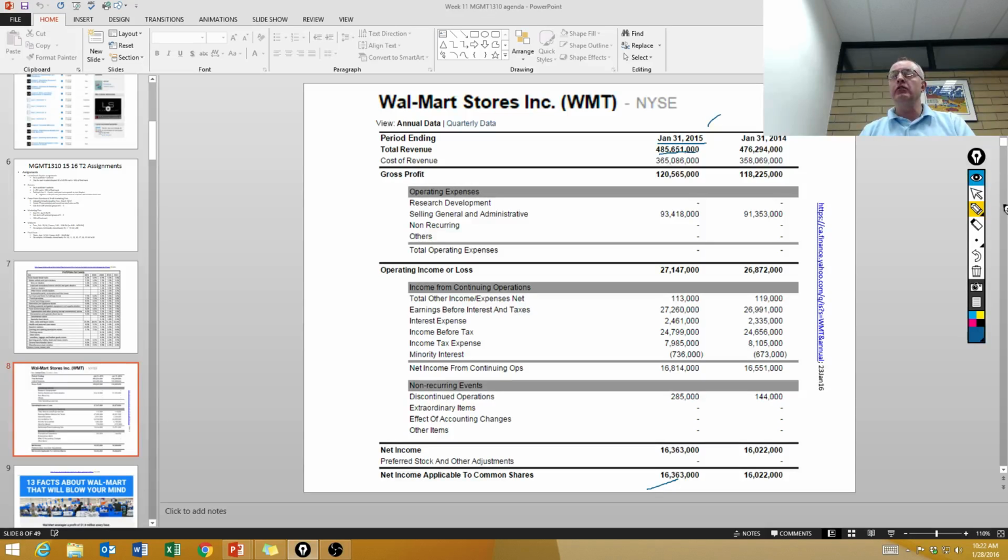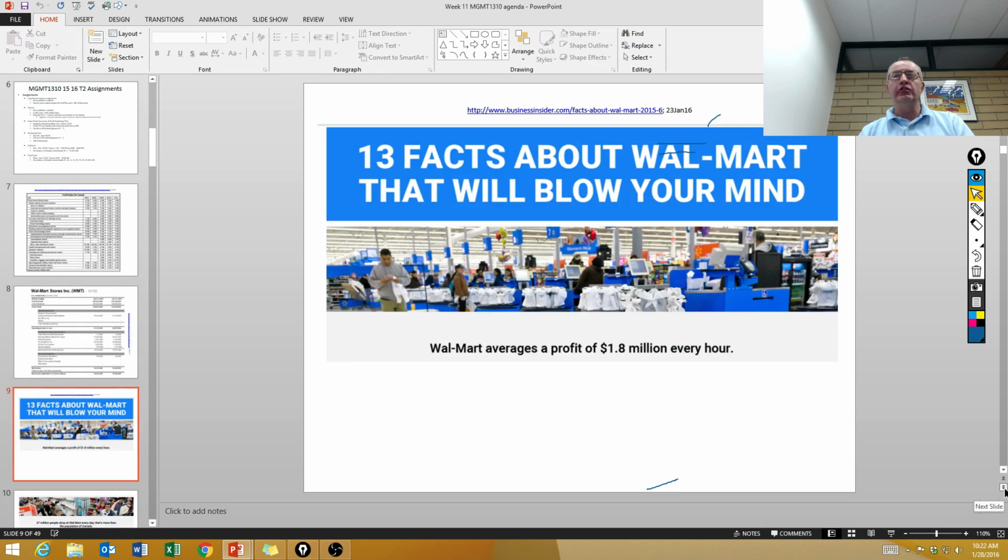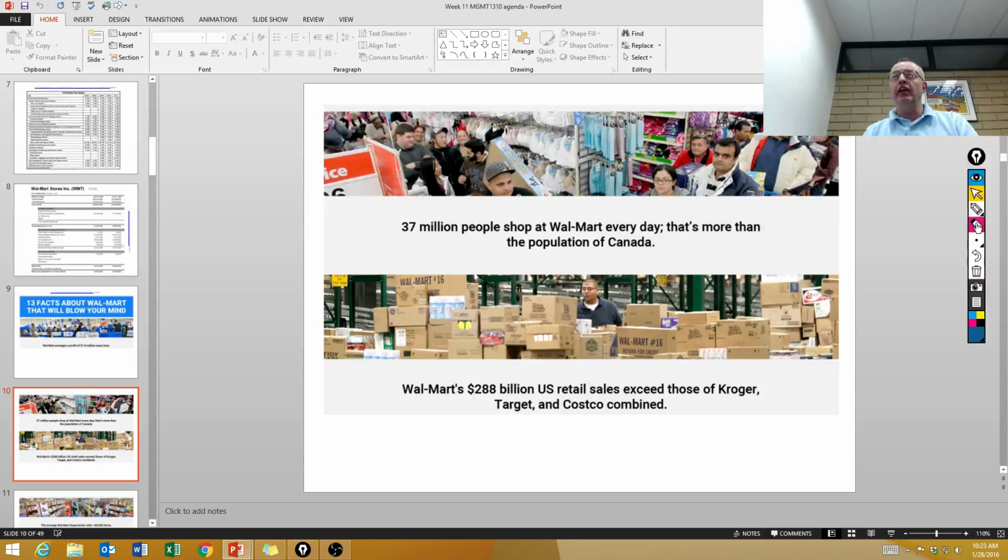So I've been saying that Walmart's a big company. So here's some interesting pieces of trivia about Walmart. Their profit equates to about $1.8 million per hour. So obviously they're doing something right. Every day the population of Canada shops at Walmart. So 37 million people shop at Walmart every day. That's more than the population of Canada. I think Canada's about 36 million people in total.